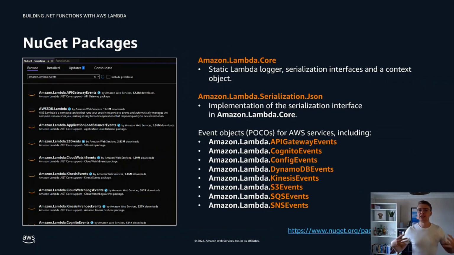And there's a wide range of NuGet packages available that contain pre-built strongly typed objects for some of the common event inputs. Things like API Gateway, SQS, S3, Kinesis. There's libraries for all of these event types, which means Lambda can handle that serialization and deserialization on your behalf, and you're just working with a plain old C# object.